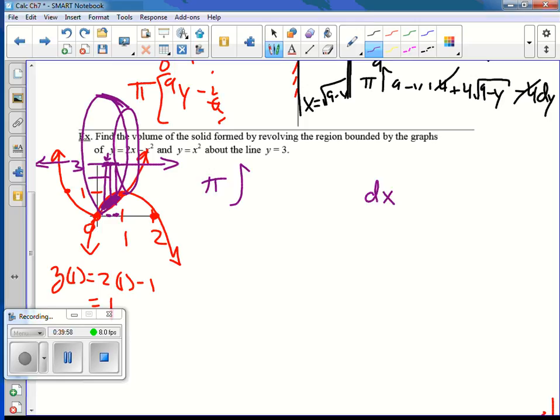Okay, what are the boundaries? Now remember, we're integrating with respect to x, so we need boundaries with respect to x. What's the smallest boundary? 0. And where do they intersect? At 1. Now we need the big radius. Remember, it's the big shape minus the small one. Which one is the farthest away? You want the one that is the farthest away from the axis of rotation.